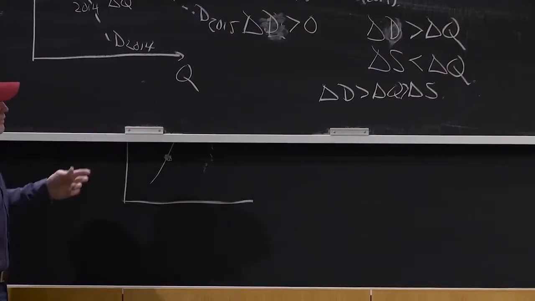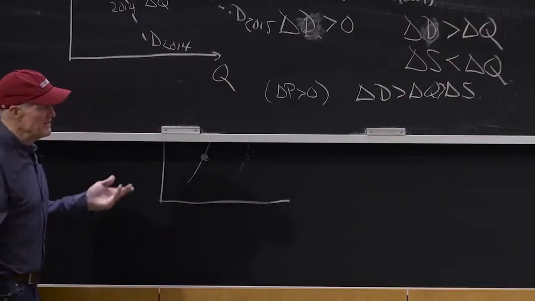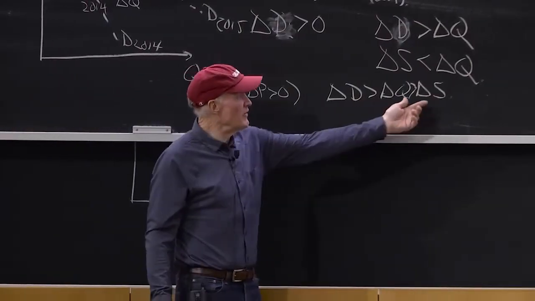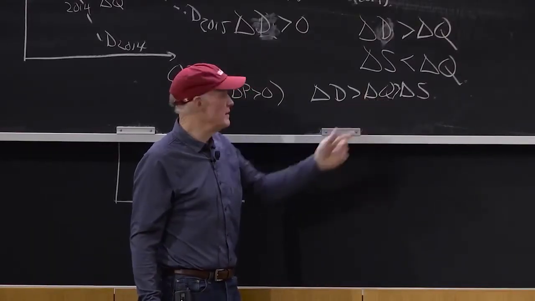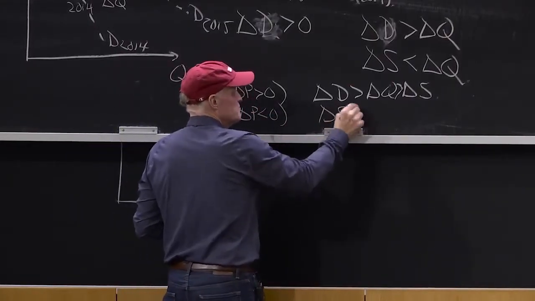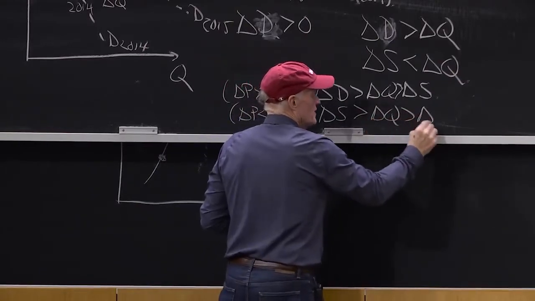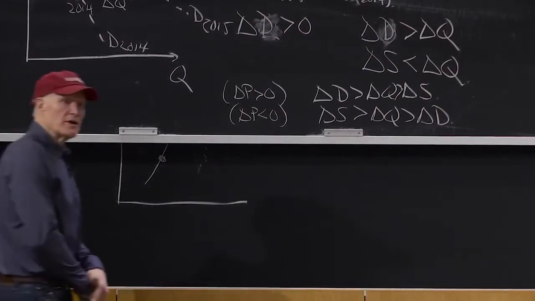Now, how do I know that? Well, that's all because delta P is positive. If delta P is positive, then I know demand went up more than supply, and therefore they each split where the quantity shows up. If delta P was negative, then I know delta S is bigger than delta Q, bigger than delta D. It just goes the other way. So that's an important thing to realize. There's actually a fair amount of information in that price quantity graph about what's happening in this marketplace.